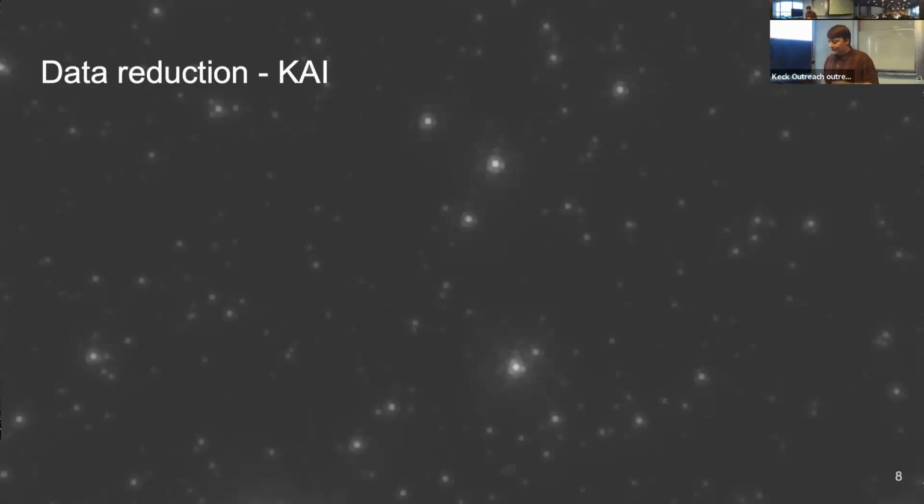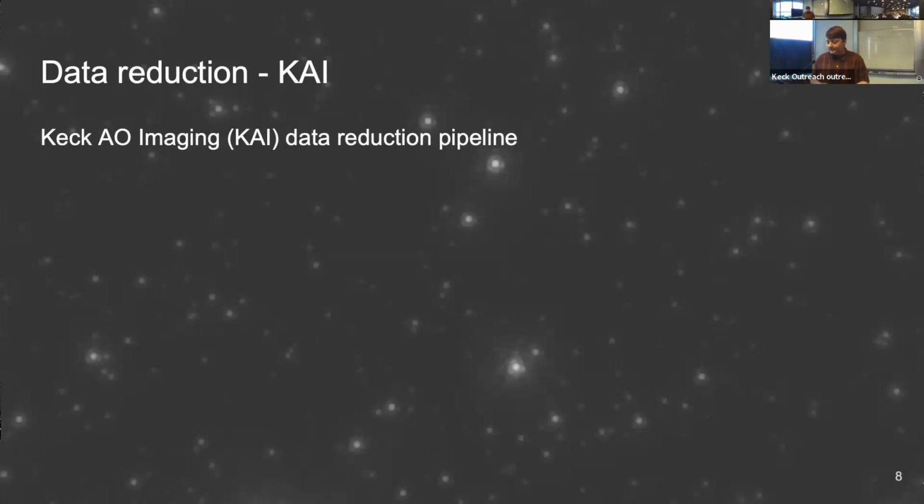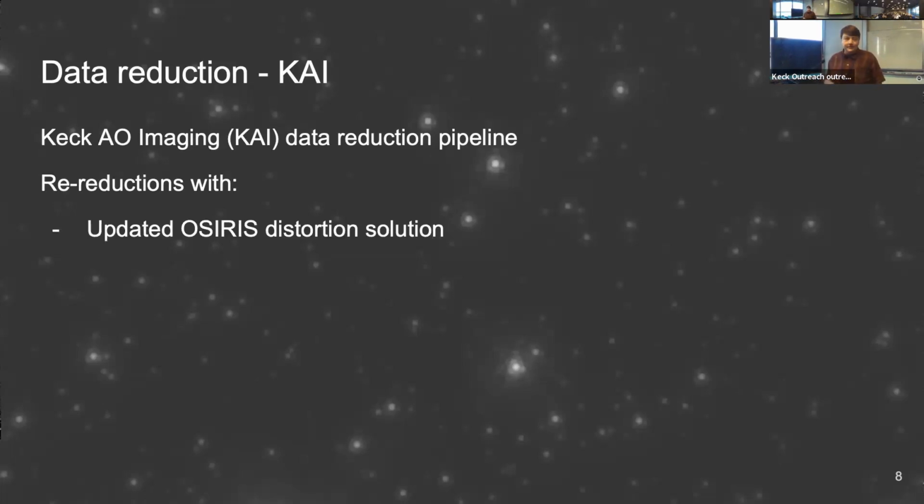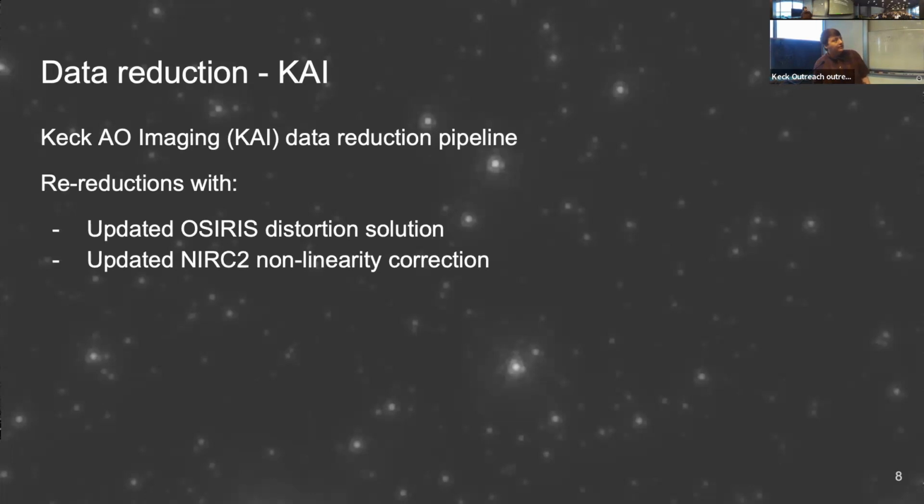So when we have this data, we use the Chi reduction pipeline. This is the Keck AO imaging data reduction pipeline. And I've been doing this re-reduction of all of these older images using an updated distortion solution for the OSIRIS instrument, as well as an updated nonlinearity correction for NIRC2. So we plug all of our data into Chi, which will align and combine the images and then extract that precise photometry and astrometry for all of the stars in our image.